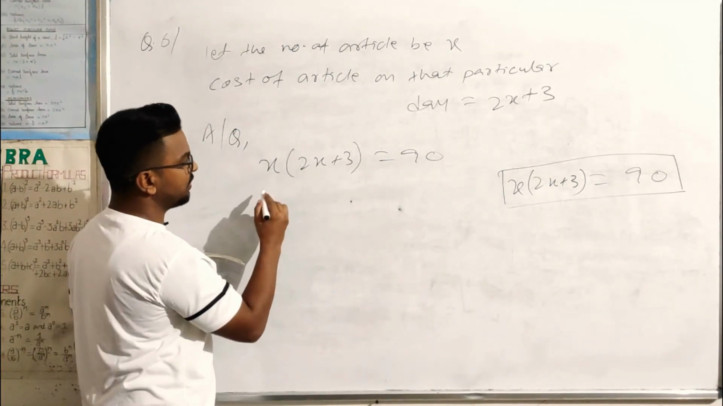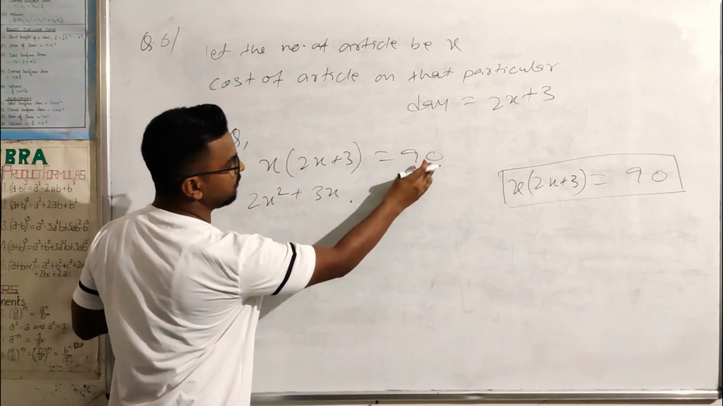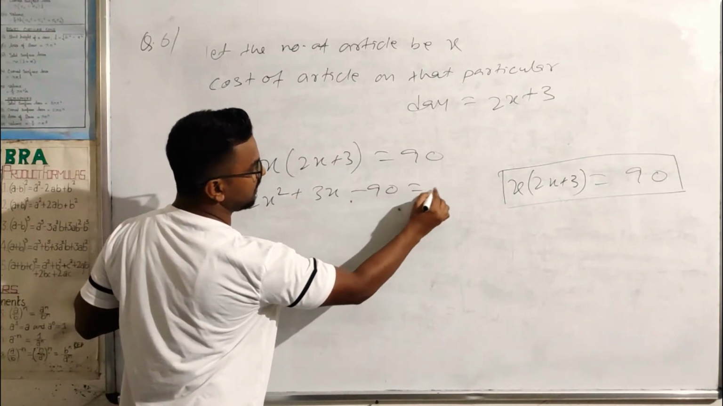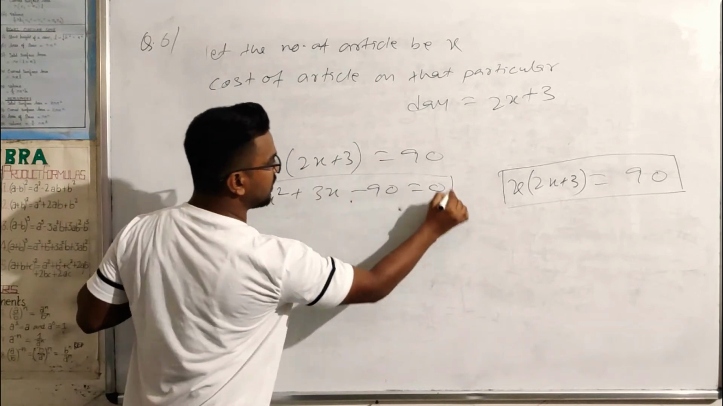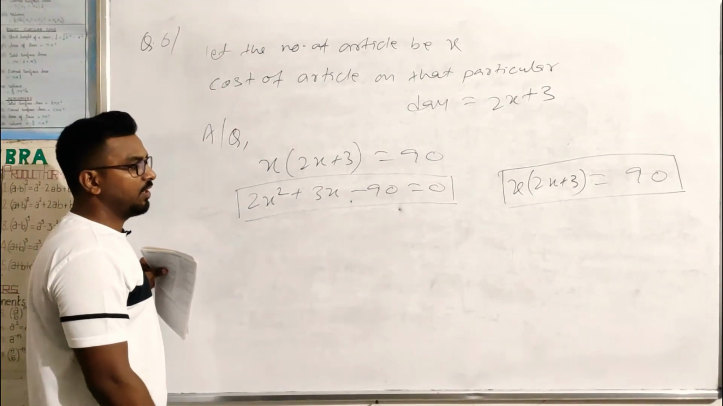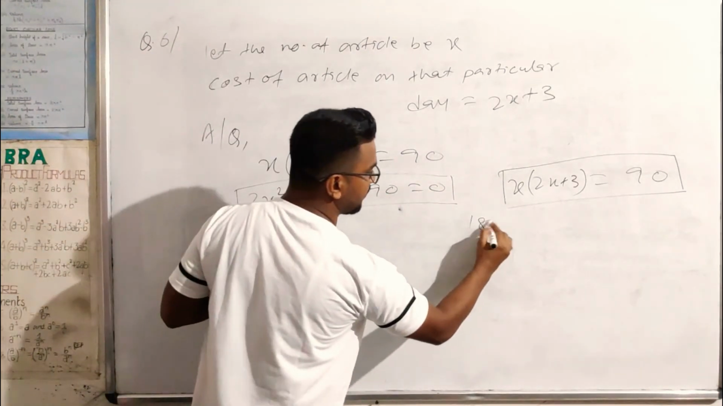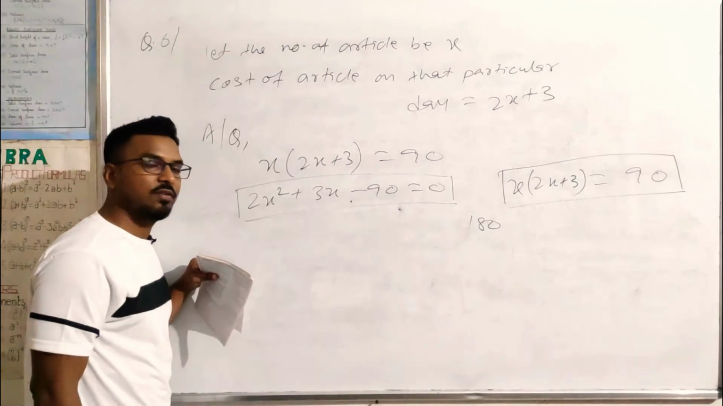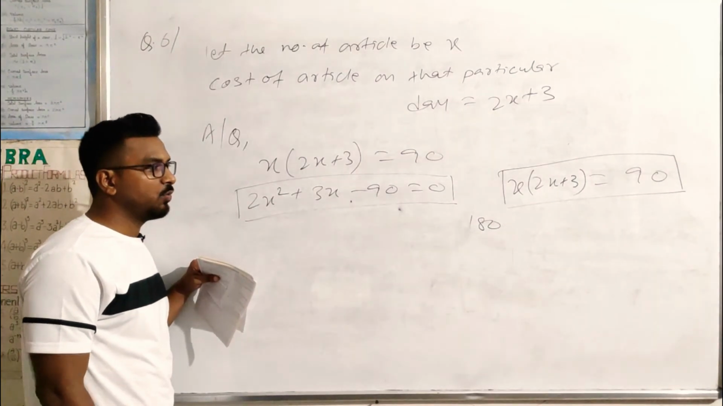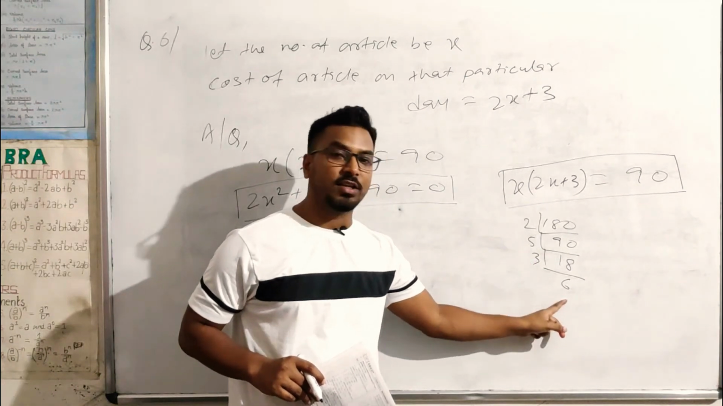So if you multiply this one, it will become 2x square plus x into 3, 3x, and if you bring to the other side, it will become minus 90 equals to 0. So this is the equation, quadratic equation. Fine. Now what will do? We have to multiply 2 into 90, that is 180. Okay. So what are the factor of 180? So the factor of 180 is 2 into 5 into 3 into 6.